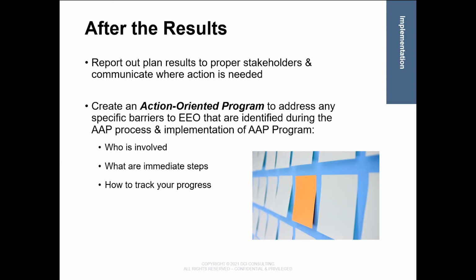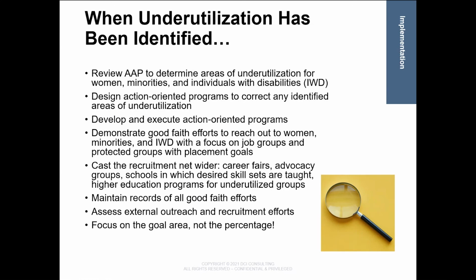Contractors should create an action-oriented program to address any specific barriers to equal opportunity that are identified. In creating an action-oriented program, you want to determine who will be involved in addressing the specific barriers, what the immediate steps will be to address those barriers, and how you will track your progress toward correction. So, what should your organization do after discovering that there are areas of underutilization for women, minorities, and/or individuals with disabilities? We briefly touched on those action-oriented programs in the previous slide, which will be your starting place.